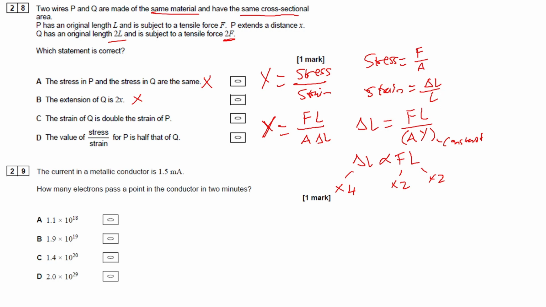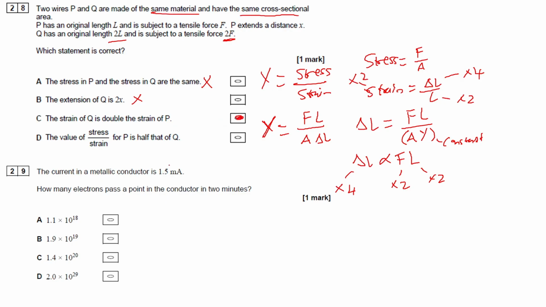Let's look at the strain equation. Now that we've figured out delta L is times 4 and L is times 2, overall the strain is 4 divided by 2, which is therefore times 2. So the strain of Q is double the strain of P, so this is the only correct answer here.